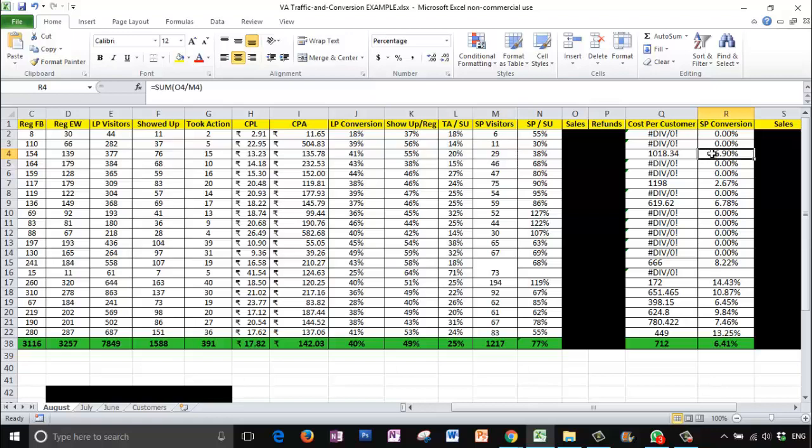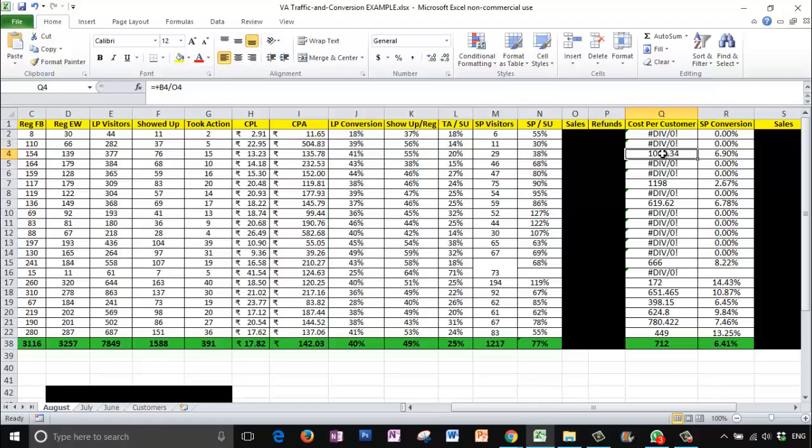Sales pages normally for non-webinar events will convert at 1 to 3%. A good sales page for a webinar should convert at higher than 5%. So I know what my sales page conversion is. And importantly, now that I know how many sales I have, I even know what my cost per customer is. This is critical to know.